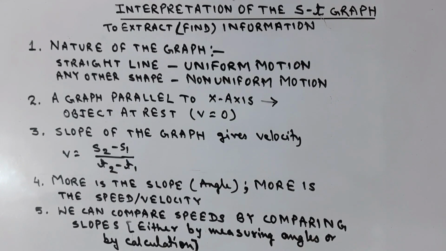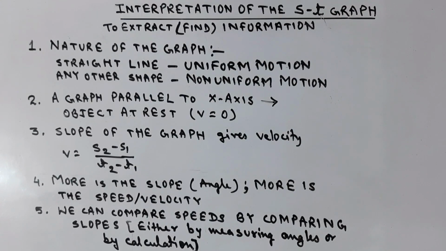Number 2, a graph parallel to the x-axis means that the object is at rest and the speed or the velocity is equal to 0. Number 3, the slope of the graph gives the velocity. V is equal to S2 minus S1 upon T2 minus T1. So for any given 2 points, we can calculate the velocity between those 2 points.